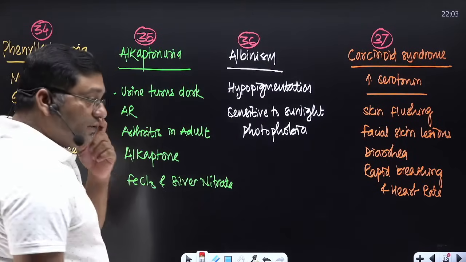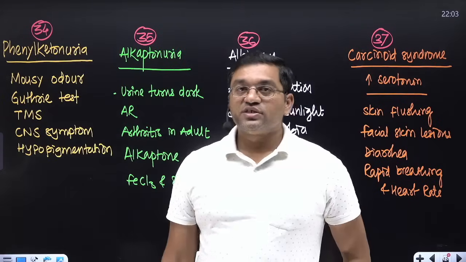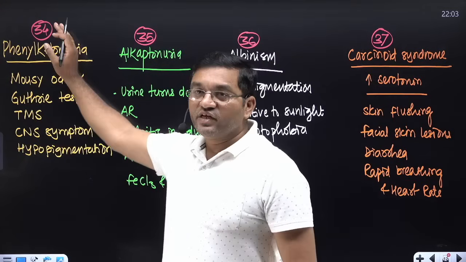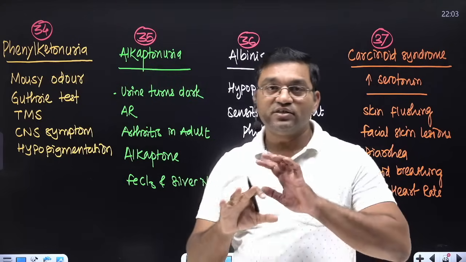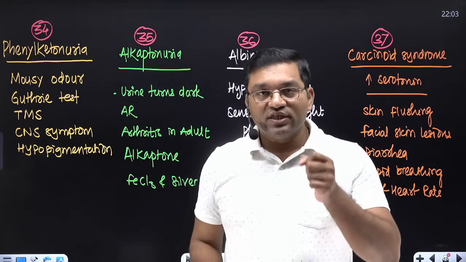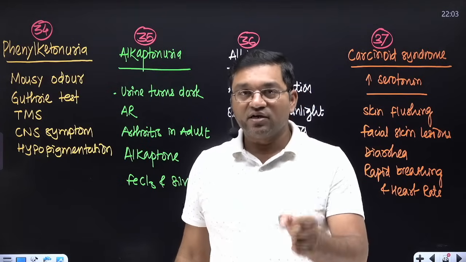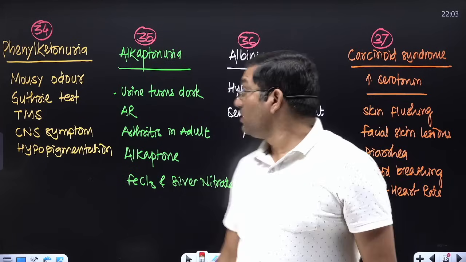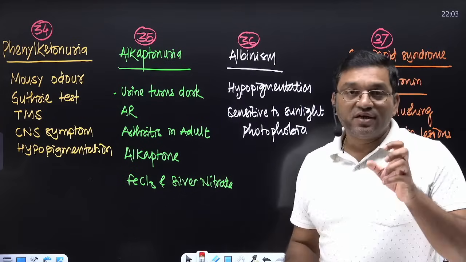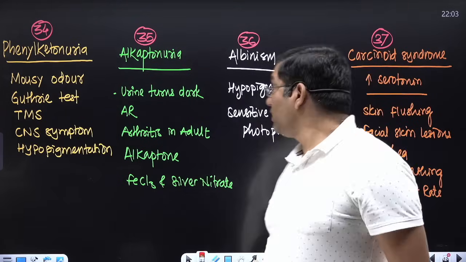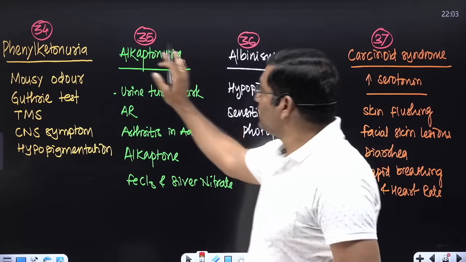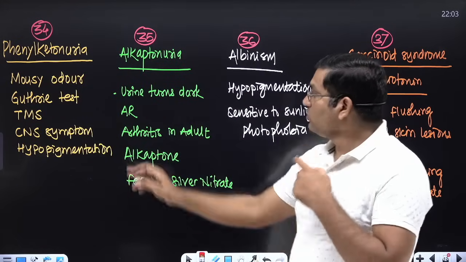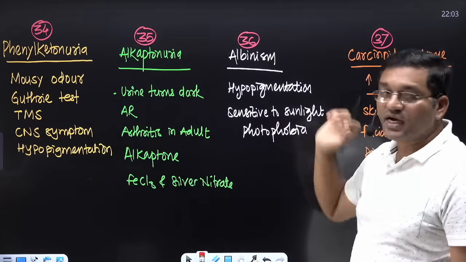Now coming to the individual amino acid metabolism and disorders related with them, the most common is phenylketonuria, with mousy odor of urine. Then alkaptonuria, where urine turns dark on standing. If kept for a while, it turns black in color, that is alkaptonuria. Then albinism, where generalized hypopigmentation is there, and carcinoid syndrome. We'll discuss that. So PKU, alkaptonuria, and albinism are related with phenylalanine and tyrosine metabolism.